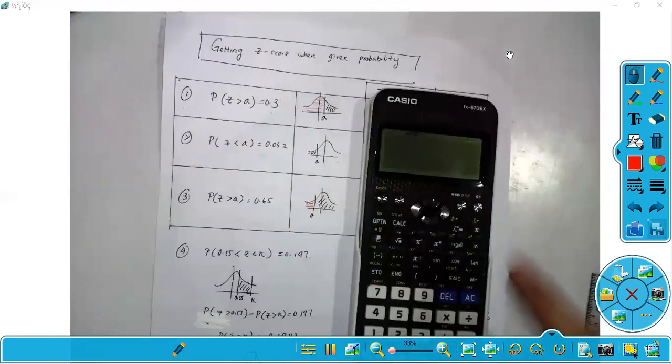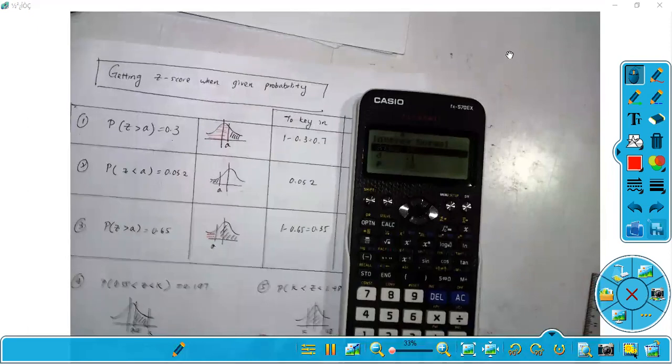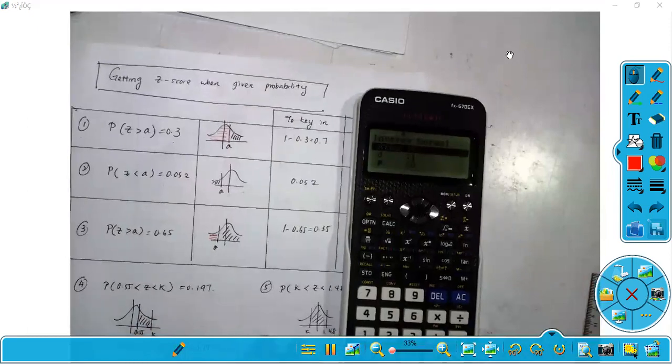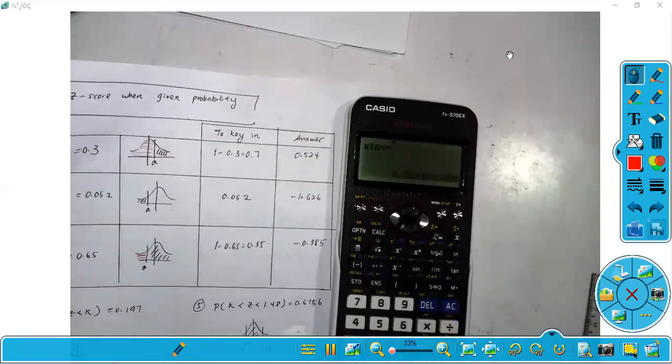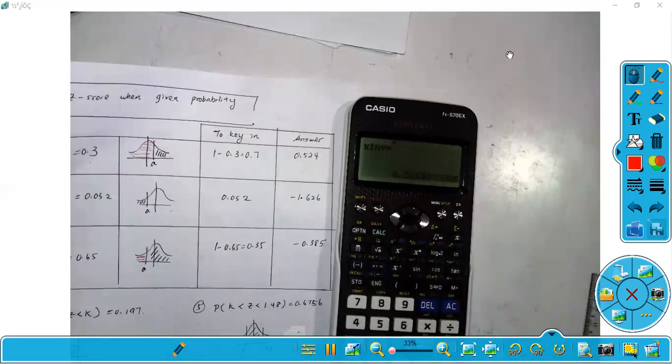Again, we press the menu button and then 7. Now we choose number 3 for the inverse normal. The area is the number that we have to key in. For example, number 1, we key in 0.7. For the standard deviation and the mean, we don't have to do anything. So we just press enter. The answer is 0.524. For the z-score, we're going to take 3 decimal places, so 0.524.